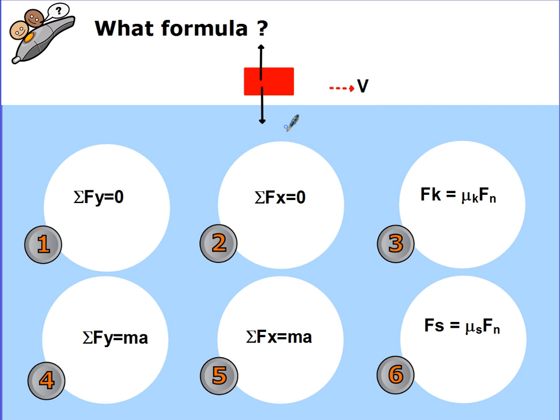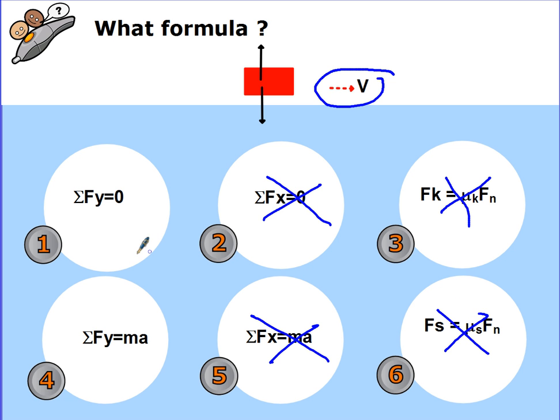Now let's look at this. I've got a velocity going to the right, but I don't have any forces on my free body diagram. So there are no forces to sum in x. There's no friction. Not seeing that. I've got the situation here. The sum of the forces in y is 0. I don't have an acceleration in y, so it can't be that one. So my answer is 1.